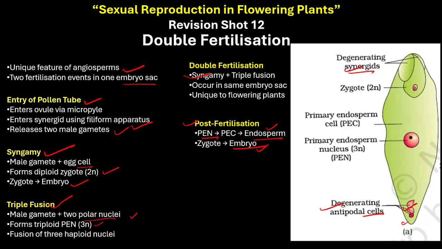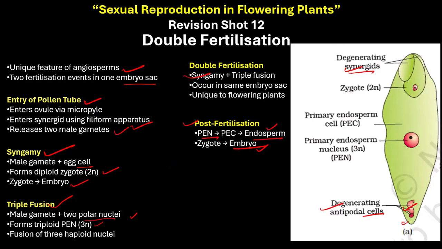Now, what was the role of these antipodals? Though it's not given in your textbook, you should still know the role of the antipodals. Number one, they have a nutritive role. Antipodals help in transport and metabolism of nutrients from the nucellus to the embryo sac. It is important in cereals like wheat and rice, where antipodals are large and persistent. They provide physiological support also. They maintain embryo sac metabolism. They help in maintaining osmotic balance and cellular signaling.